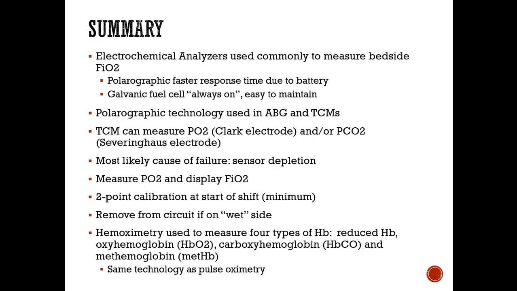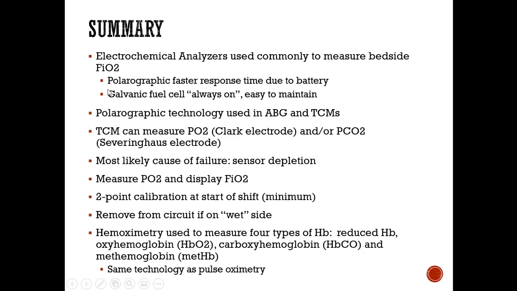Big takeaway on the summary page, you guys really, truly, there's not a ton in this PowerPoint that you have to know. You're going to want to know the two kind of electrochemical analyzers that we're looking at. So you have your polarographic one, and this is going to be your Clark and Severinghaus electrode. Your Clark electrode measures your PO2. Your Severinghaus electrode measures your CO2. Those are going to be located in your blood gas analyzers and your transcutaneous monitors.